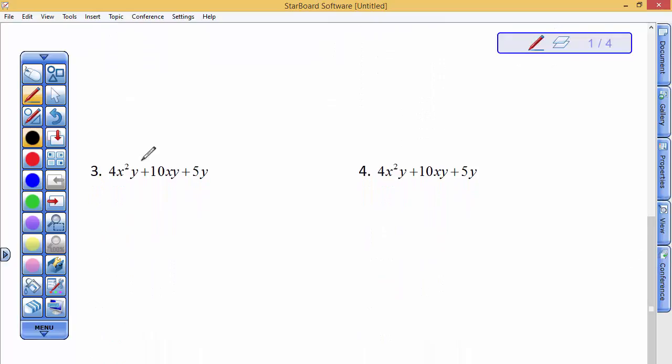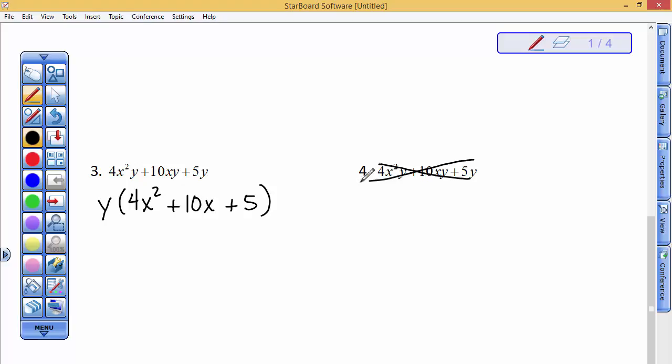Let's see. This one, 4, 10, and 5. 5 is a prime number. 5 and 4 don't have any common factors, so there is no number that you can take out of all of these. But there is a common letter, and that's the letter y. So that's all I get to take out of these. The first term will have to be a 4x squared, so that y times 4x squared is the 4x squared y. I will need a 10x here, so that when I multiply that by y, I get 10xy. And then I'll need a 5 here. It's possible later that this will factor. I'm not even sure. I haven't even thought about it. But I have taken the greatest common factor of y out. Same problem twice, so let's ignore that.